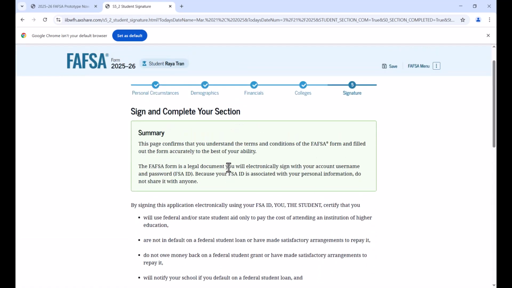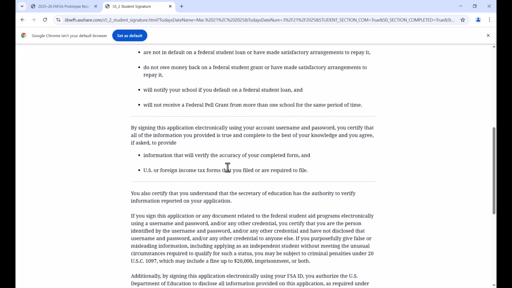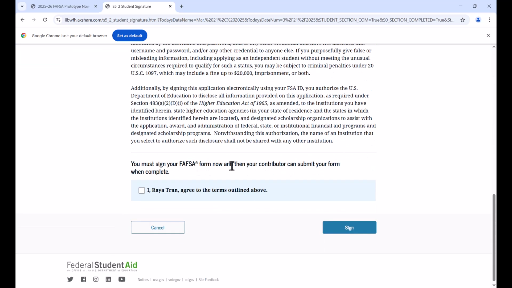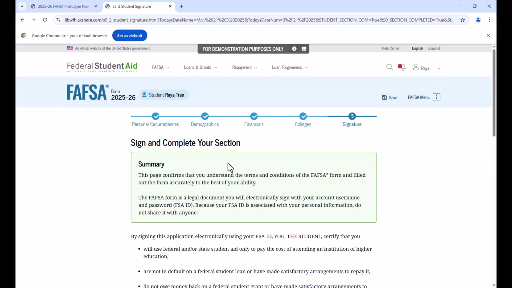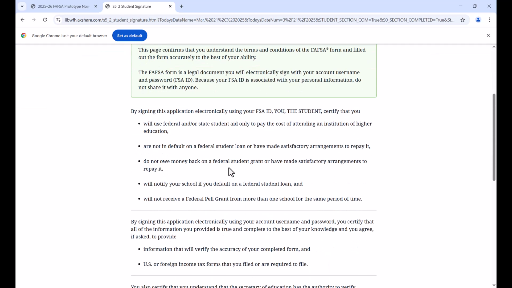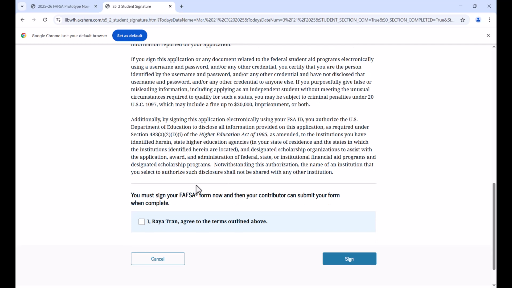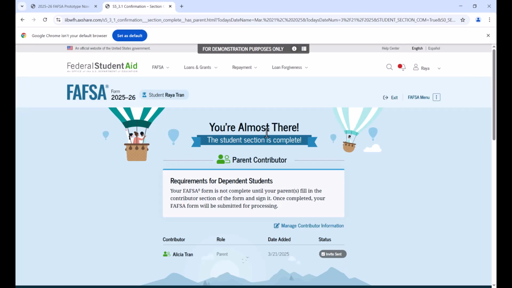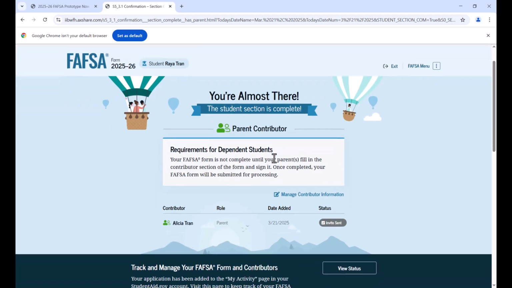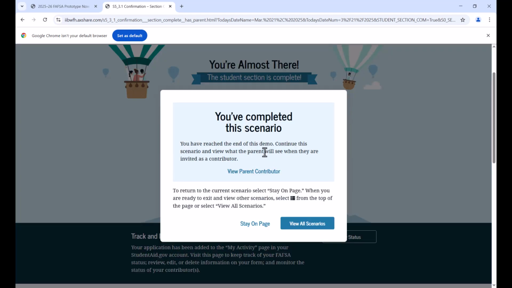You are now at your sign portion, not sign and complete, because we're not completed with parents. They have to do their portion before they can actually complete the form. But this is where you will sign for yourself as a student. Select sign here, and as you can see, it says you're almost there. The student section is complete. Now it is up to the parent to do their portion before you can successfully submit the FAFSA.